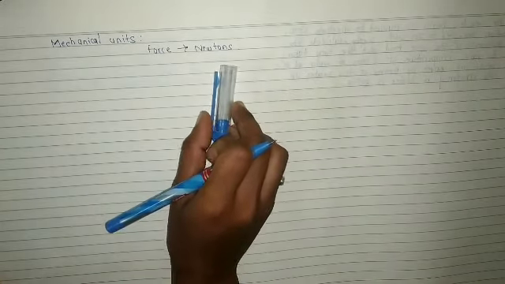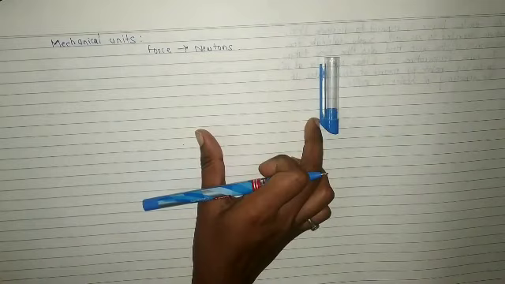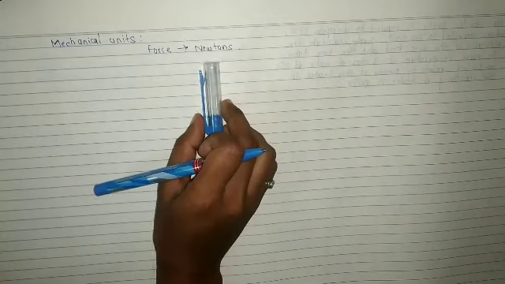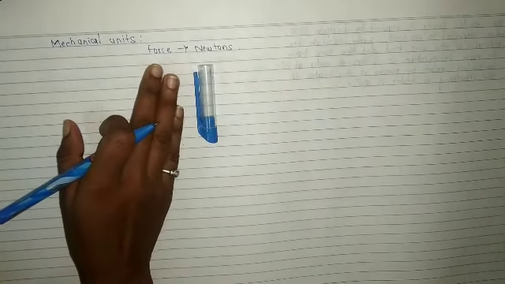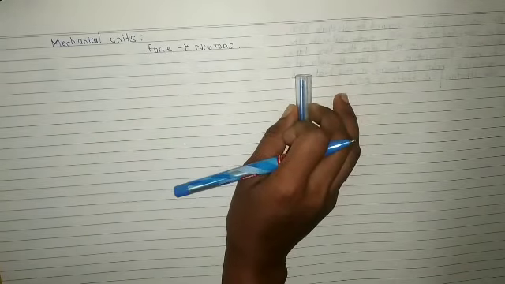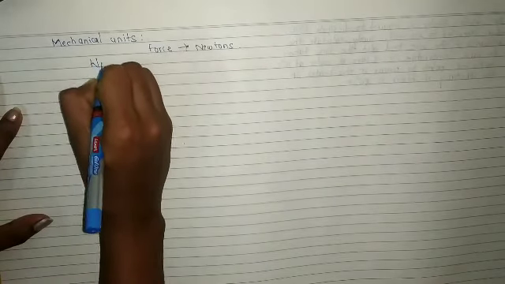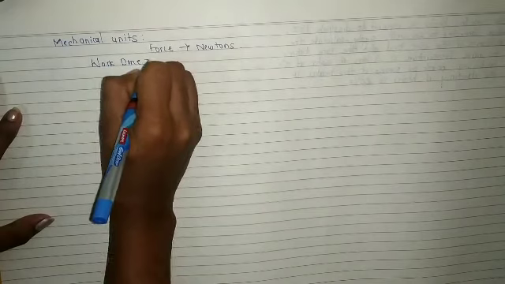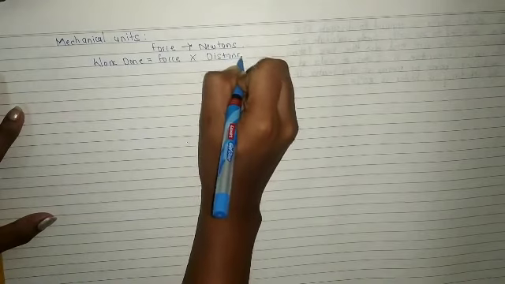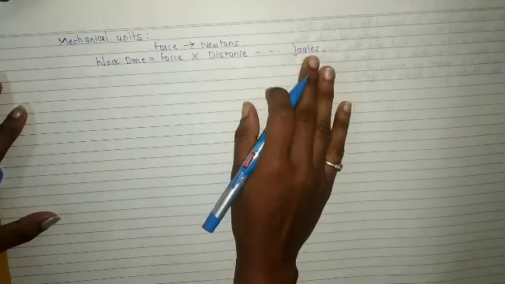Thus, when the force acts on a body, it moves through a distance d. So this is the distance d. Then the work is done on the body. This is the work done on the body when the force is applied and it moves from one position to another. We have seen work done last time also. The formula is force into distance. It is measured in joules.